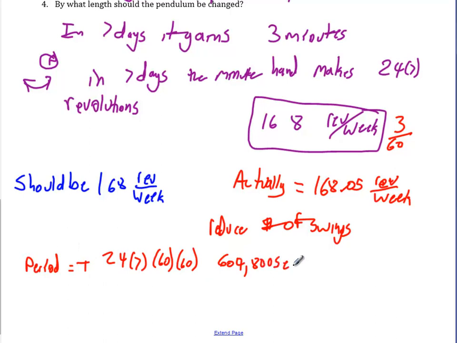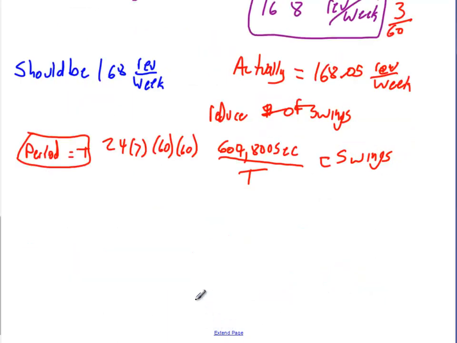604,800 seconds. And we know the period is T, whatever you calculated up above. So that means each second divided by T gets me my swings. Okay, so this is where you've got to pay attention. What we actually have is 168.05 revolutions occurs in how many swings, right?